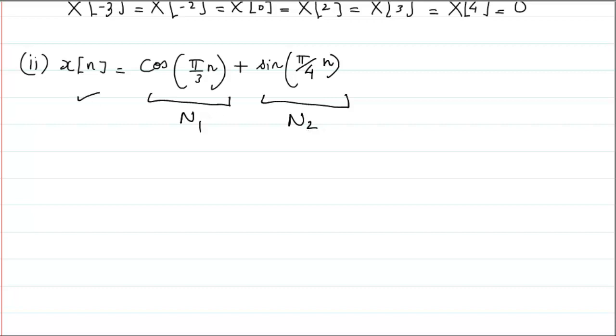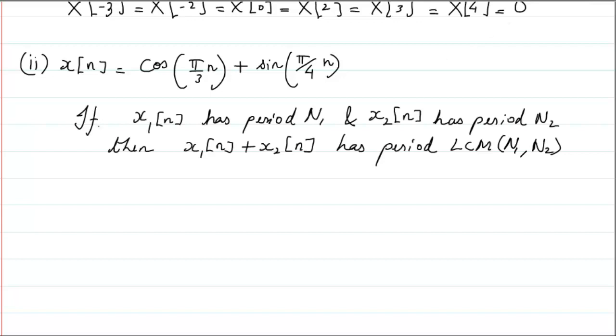This we have already discussed in the periodicity examples that we had done in module number 1 to find the periodicity of a discrete time sequence. In that portion we have already done. I will rewrite the rule here. The rule is, if x1 of n has a period of n1 and x2 of n has a period of n2, then the linear combination, that means the addition of these two periodic signals, will have a new period, and that period will be given by the LCM of n1 and n2. So based on that, let us do the calculation.